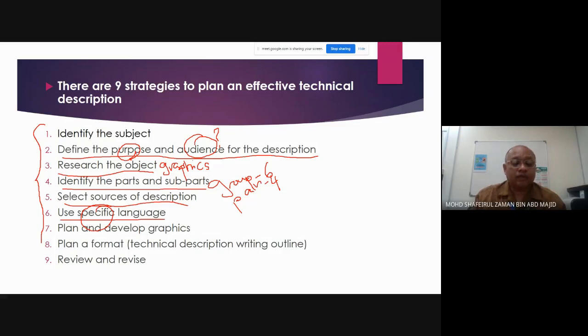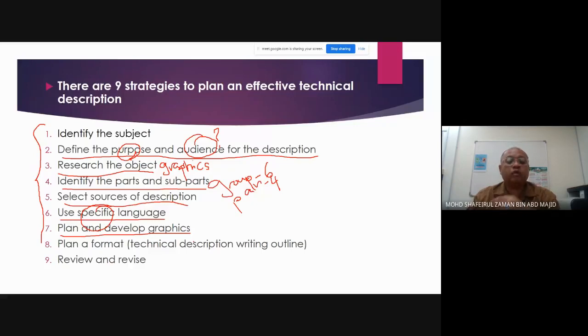Number seven, plan and develop graphics, whereby for infographic assessment 1A, you need to draw or get the graphics that can support your presentation. Therefore, you need to take the graphic or maybe the illustration or the diagram from other sources.